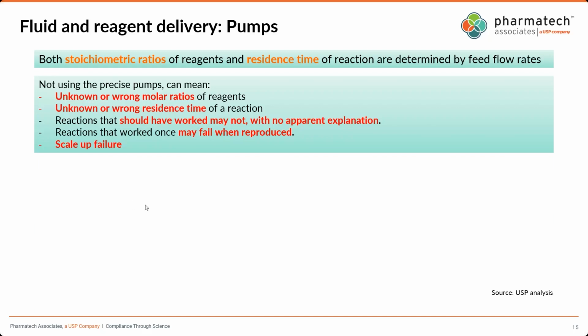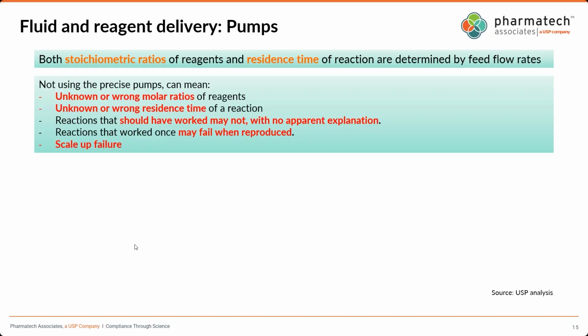Now we know that both stoichiometric ratios and residence time play a crucial role in deciding the transformation, the reaction rates, and everything. So what if you're not using the correct fluid or reagent delivery system? These are some of the possible hurdles that you may face if you're not using the right pump. Either you're putting in unknown or wrong molar ratios of the reagents. When you're using wrong flow rates, you're basically ending up with the wrong residence time.